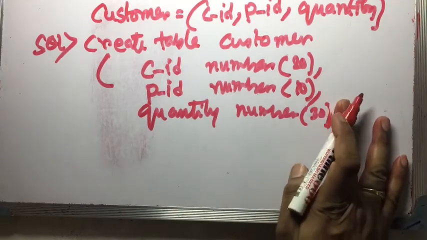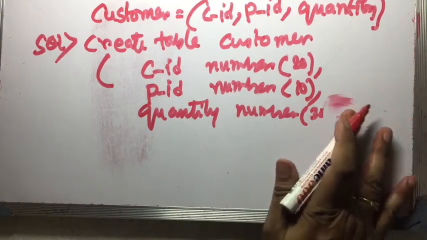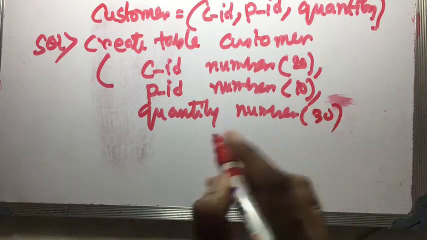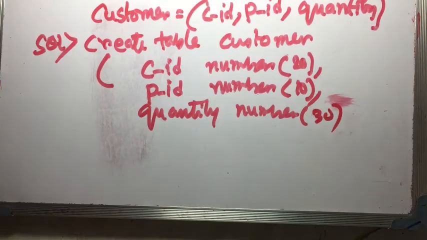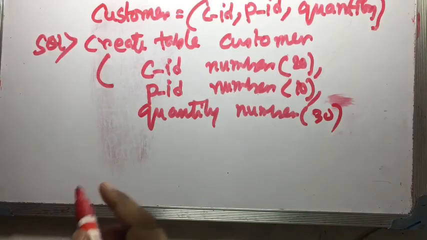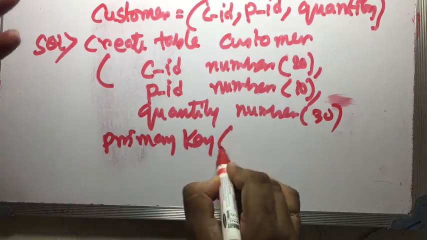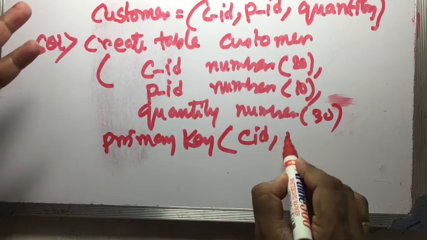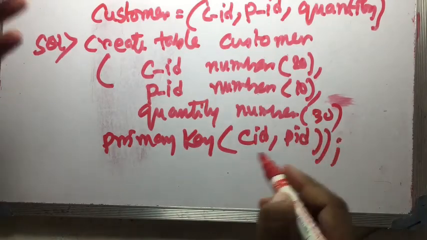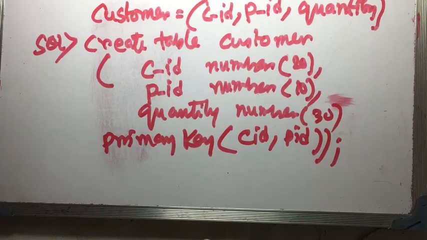Now suppose we have to consider CID and PID both as primary key, then we can say primary key within the bracket CID comma PID. So in a table we can consider two attributes as primary key. Primary key does not necessarily have to be single, there is no such concept. You can consider many attributes as a primary key. So this is primary key.